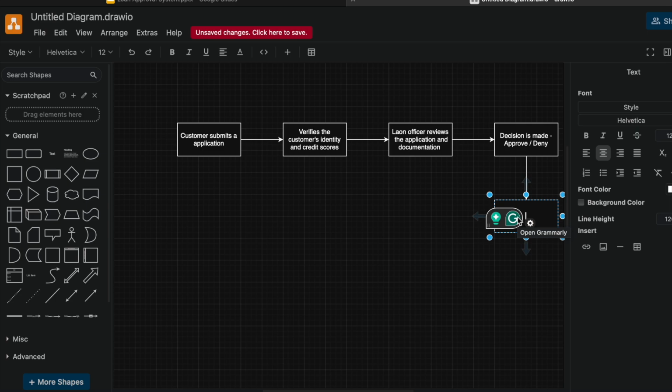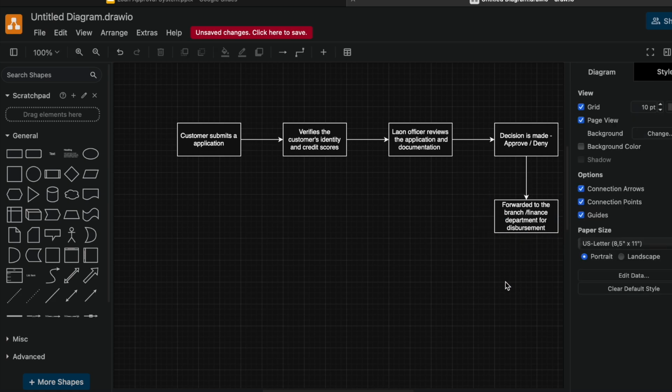So this is forwarded to the branch finance department for distribution. Okay, so funding the loan. Okay, so these are the very high level steps to identify the current process.